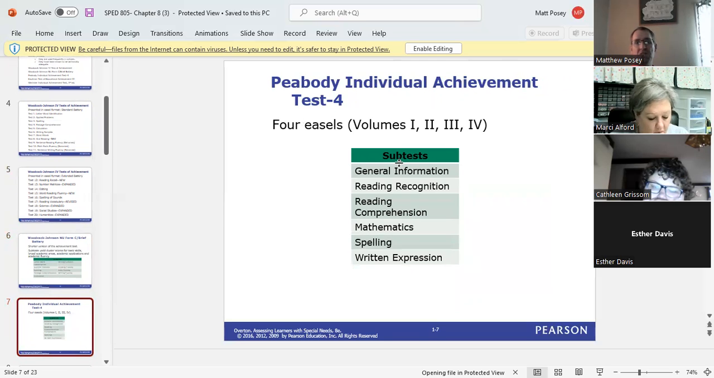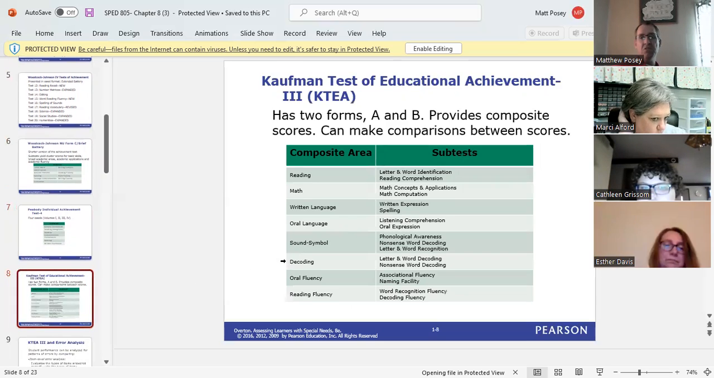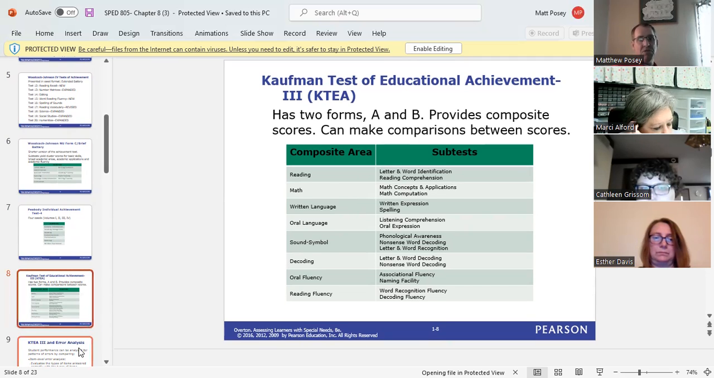The Peabody, you can see there are 4 volumes. Subtests include just general information, which we have with the WJ4 as well, reading recognition, reading comprehension, math, spelling, and written expression. So you're going to see some commonalities amongst all the various assessments. Again, the Kaufman you'll see on this chart. Again, a lot of reading, math, written expression, spelling, or other forms of written language to go in and assess them.